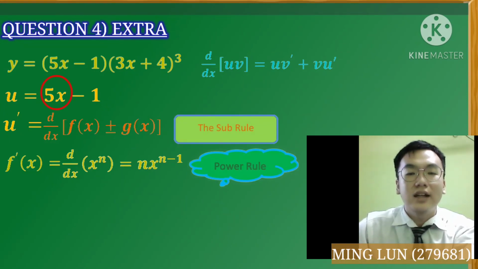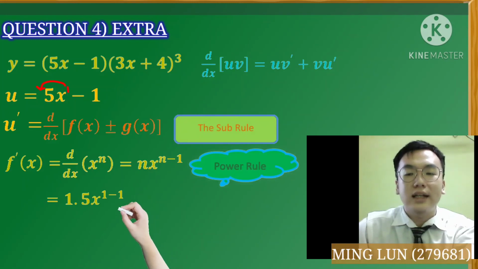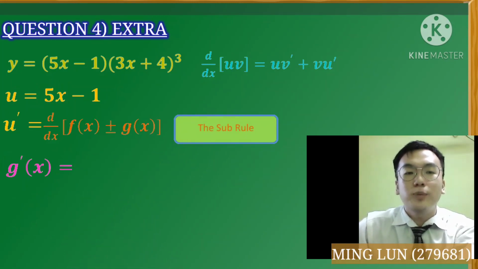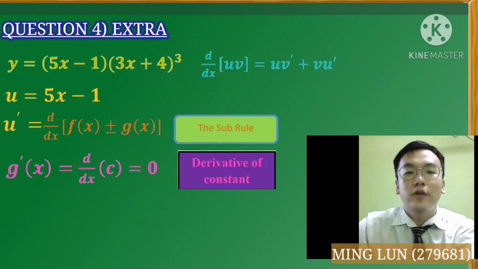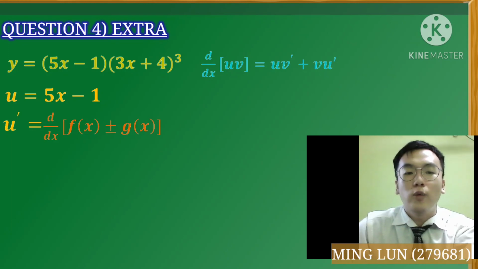For 5x, the x has power 1. Then we put 1 in front, and it becomes 5 multiply 1 x power 1 minus 1. Therefore, f prime x is 5. For g prime x, we use the derivative of a constant. g prime x becomes 0 because the constant has no x. Then we convert f prime x and g prime x into the sum rule formula. Therefore, u prime x becomes 5.